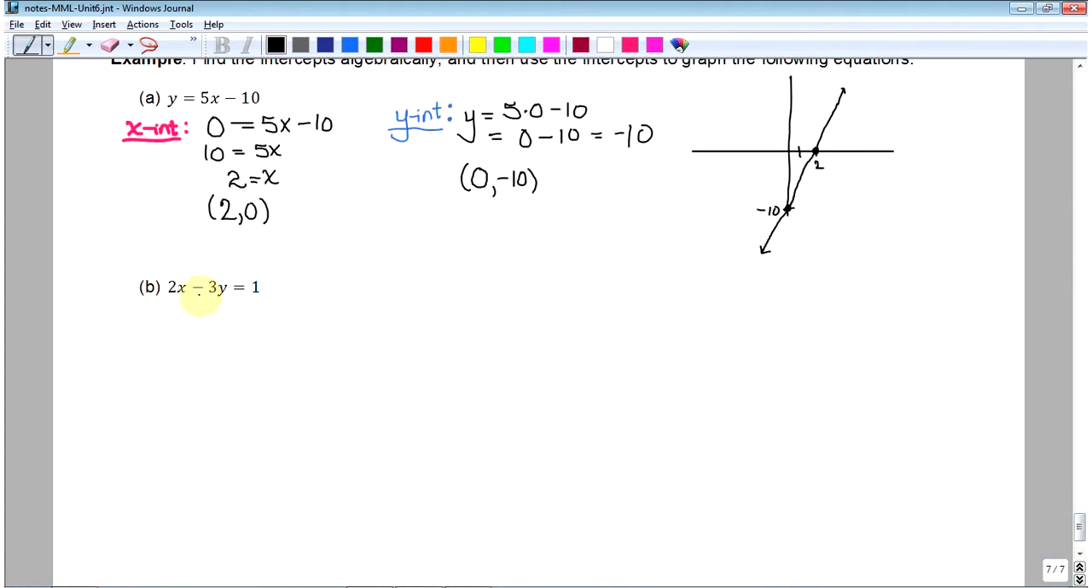Okay, for part B, to find our intercepts, this one is not written in slope-intercept form. So one intercept is not really any easier than the other. So for our x-intercept, we're plugging in 0 for y. So we have 2x minus 3 times 0 is equal to 1. And we get 2x is equal to 1 because 3 times 0 is 0. Dividing by 2, we get that x is equal to 1/2. So our x-intercept is at the point 1/2, 0.